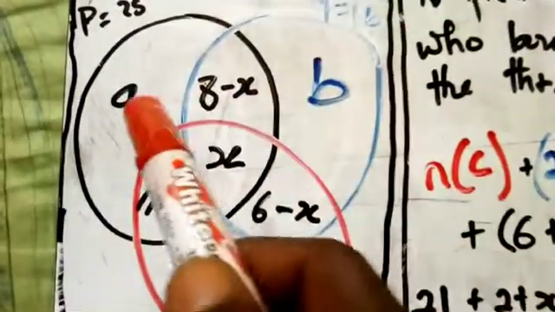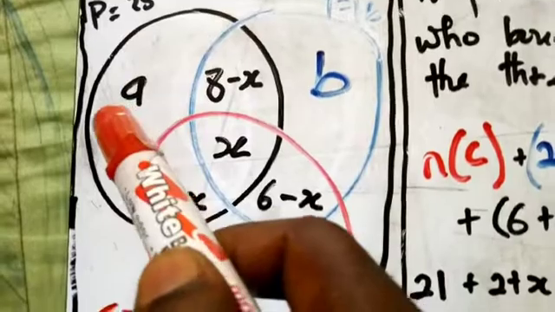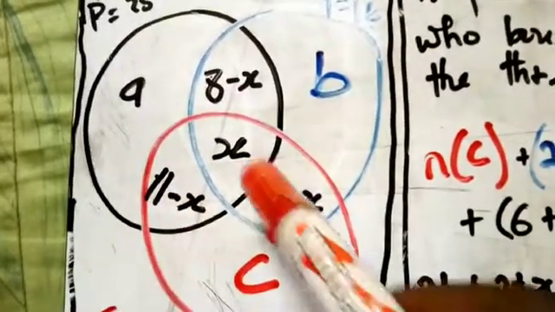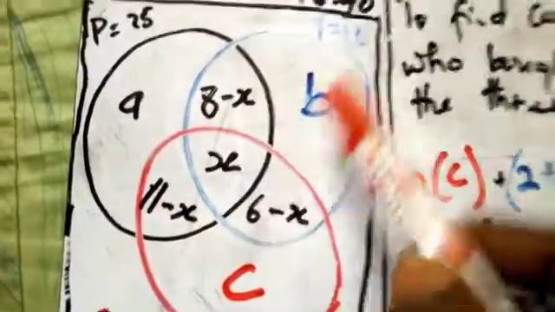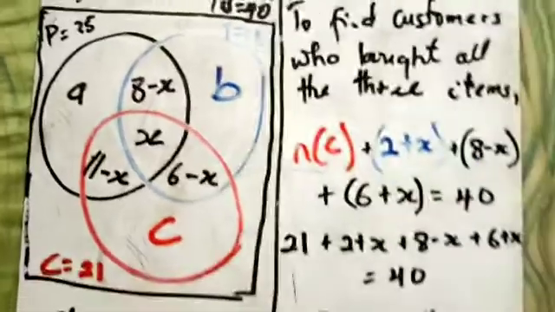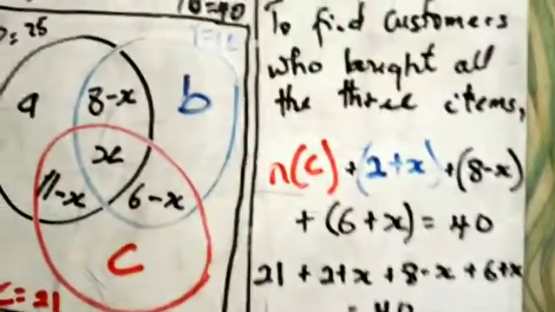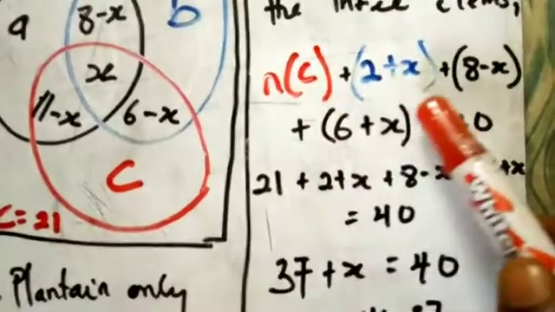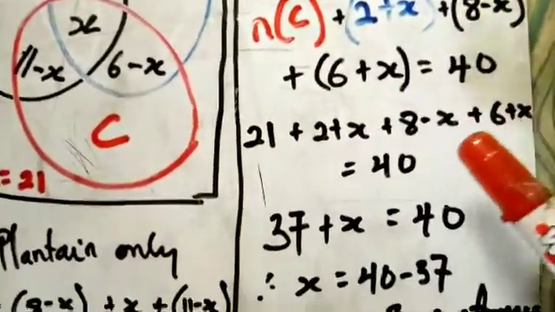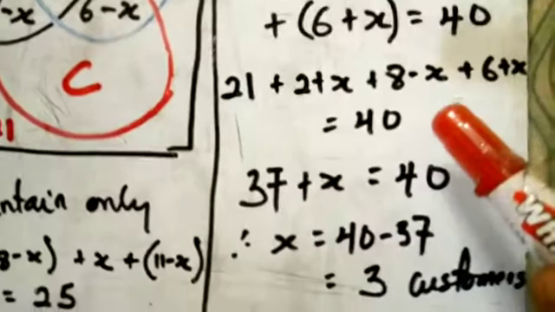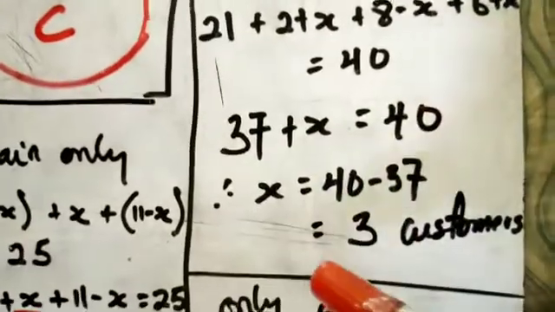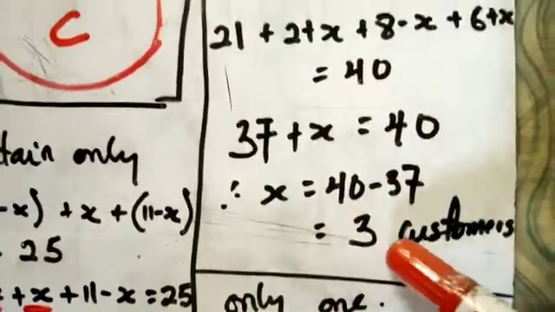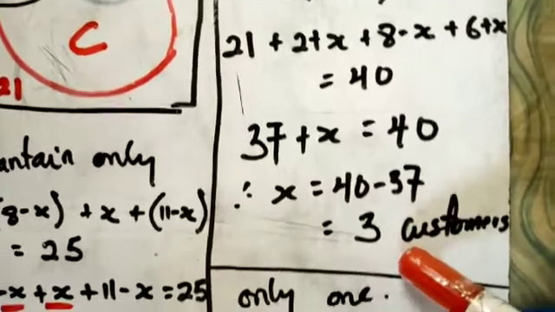Or you may decide to go by it one by one. So here plus this one plus this plus this plus this plus this portion plus this one, all is equal to 40, whichever way you want to go. Just make sure that your calculations are perfect. After doing that calculation, you sum everything together and equate everything to 40. When you do your calculation clearly, you should have x to be 3, right? Those who bought all the three items are 3.